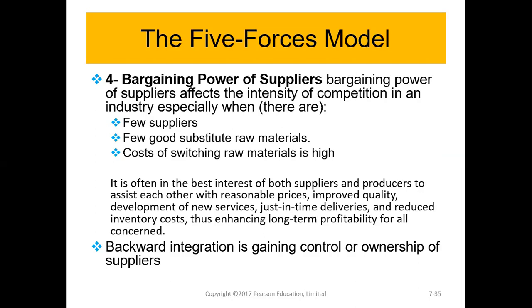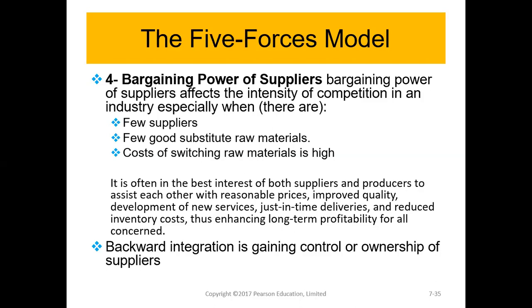The next force of Porter's model is called the bargaining power of suppliers. The bargaining power of suppliers actually affects the intensity of the competition. Especially when there are few suppliers, few good substitute raw materials, and the cost of switching raw materials is high.